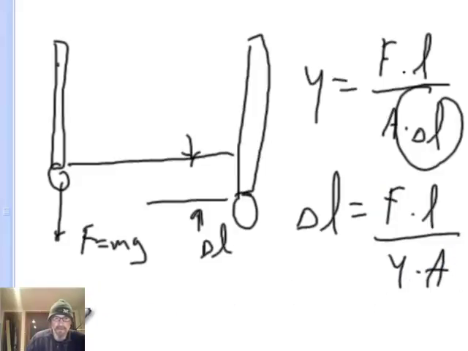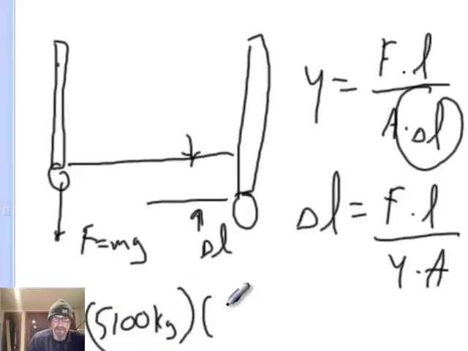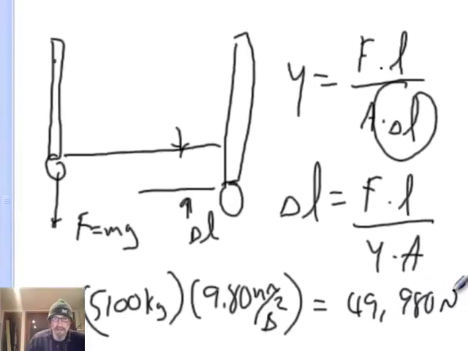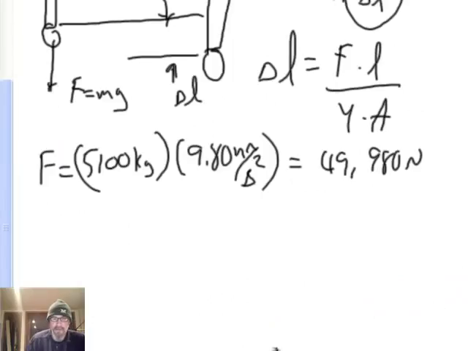Let's define a few of these things. First of all, force is equal to mg, and that's a 5,100 kilogram mass times our normal 9.80 meters per square second gravitational acceleration. And when you multiply those two together, your force is 49,980 newtons. So that's a pretty big force.